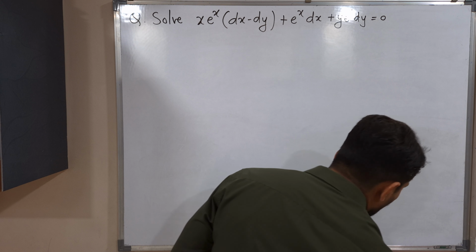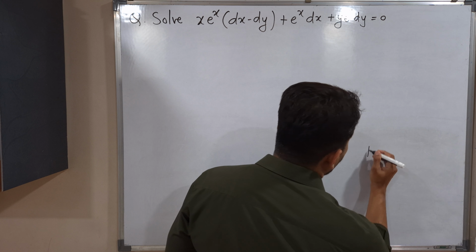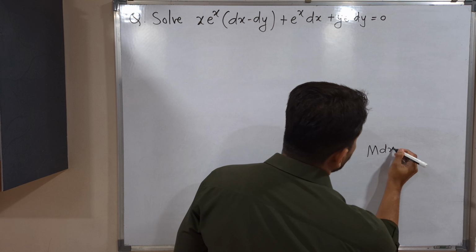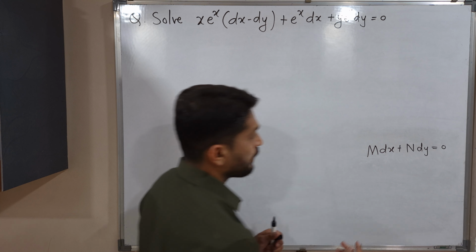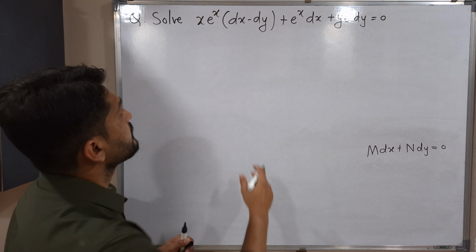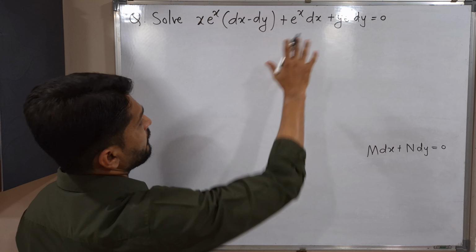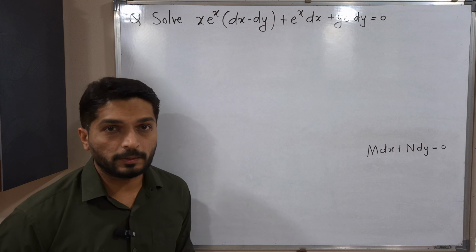See, when you have a differential equation in this form, M dx plus N dy is equal to 0, where M and N both are functions of x and y, like this. Okay, so actually it is looking different. We need to convert the given differential equation in this format first, right?